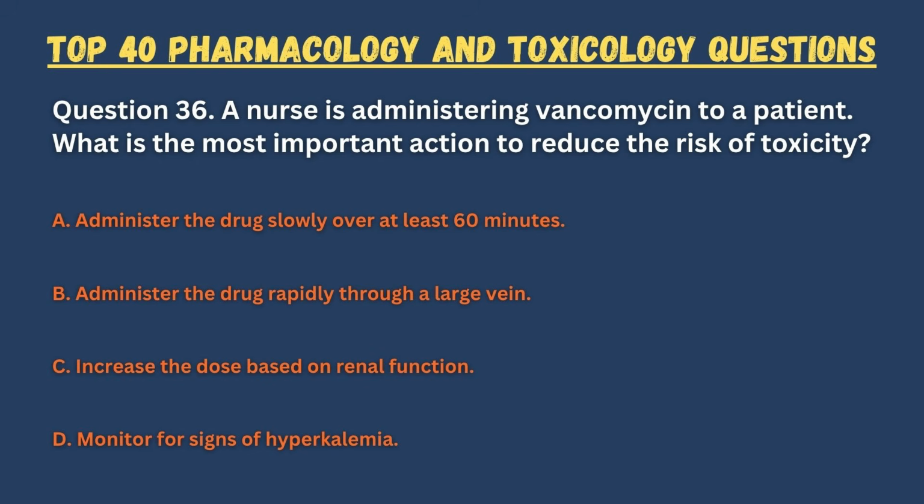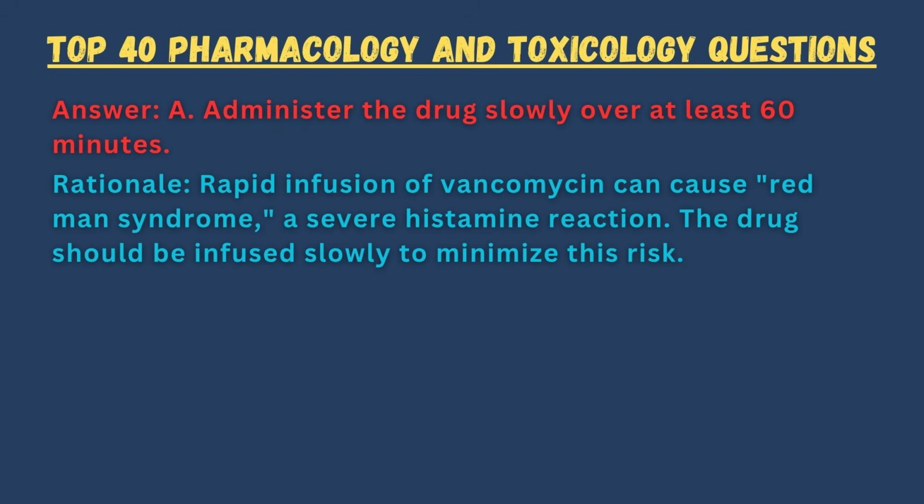A. Administer the drug slowly over at least 60 minutes. B. Administer the drug rapidly through a large vein. C. Increase the dose based on renal function. D. Monitor for signs of hyperkalemia. Answer: A. Administer the drug slowly over at least 60 minutes. Rationale: rapid infusion of vancomycin can cause red man syndrome, a severe histamine reaction. The drug should be infused slowly to minimize this risk.